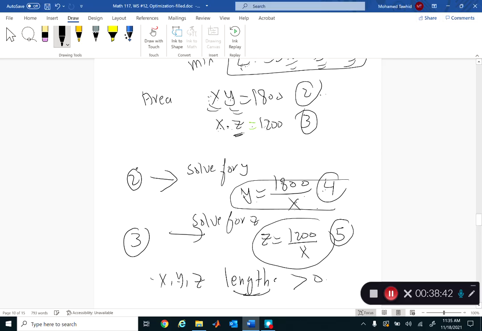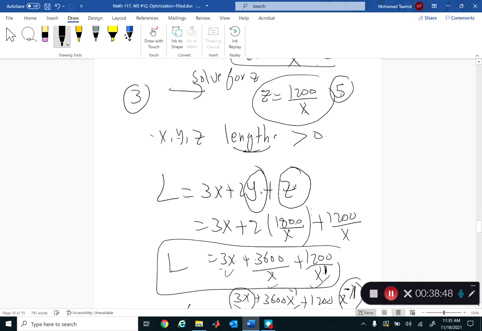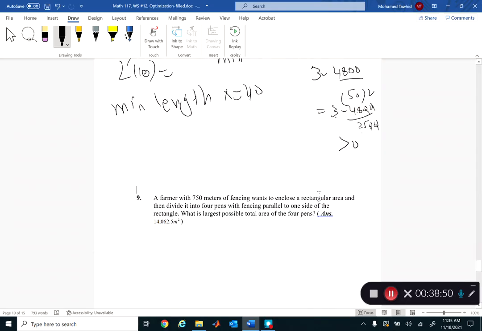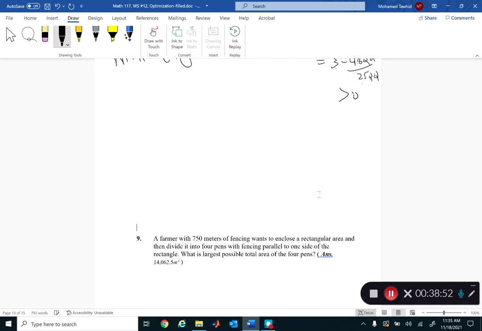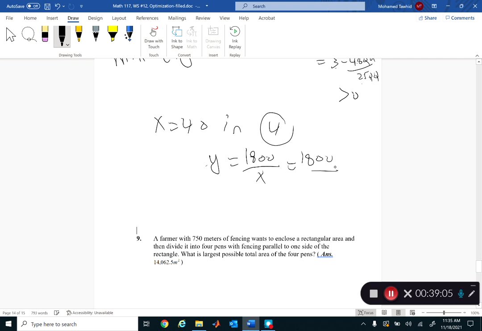If I replace x by 40, you get y. Equation number 5, if I replace x by 40, you get z. So now, if I put that in the equation, let me show you here. If I put x here, 40 in equation 4, what do you have in equation 4? You have your y equal 1800 over x. So what is 1800 over 40?